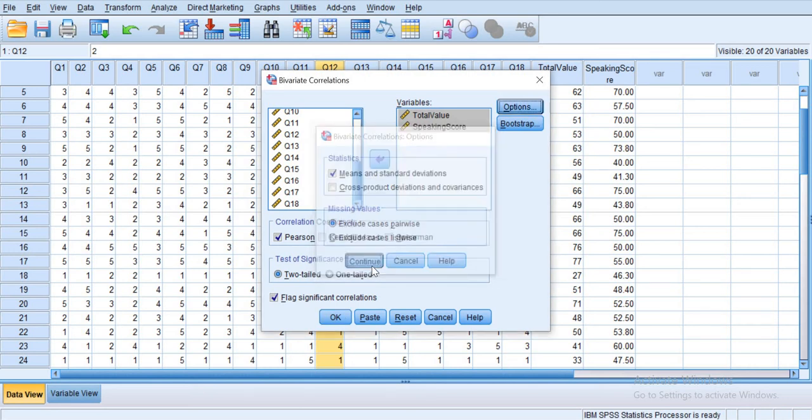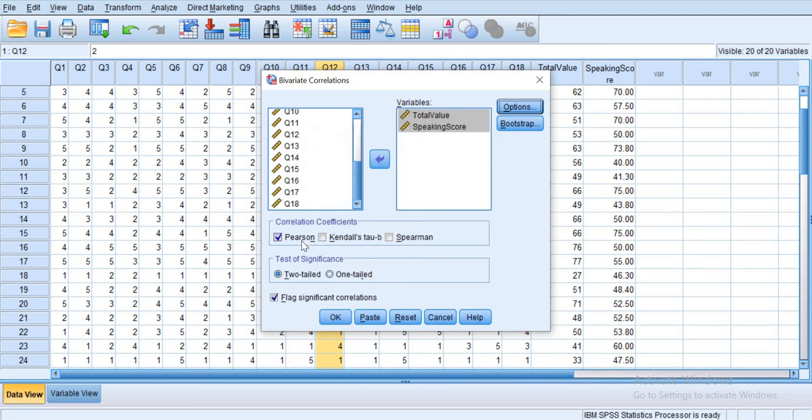this one, continue, and then choose Pearson correlation, because in the previous session the data have been tested and the test results show that the data are normally distributed and they have a significant linear relationship between the two variables, so we can use the Pearson correlation. Besides, because the data are in numerical forms or in interval or ratio data, we choose the Pearson correlation. And for the test of significance, choose two-tailed and flag the significant correlations, and then click OK.